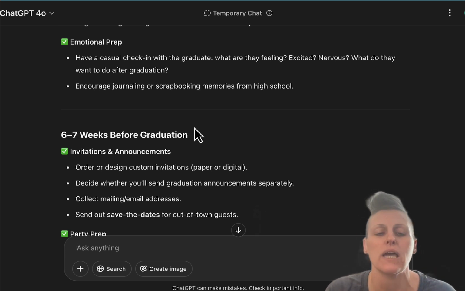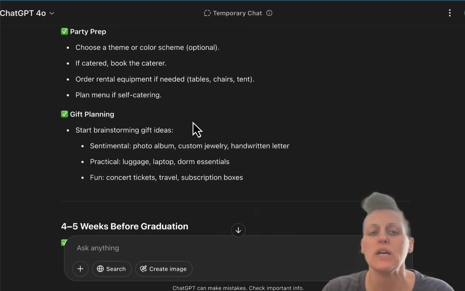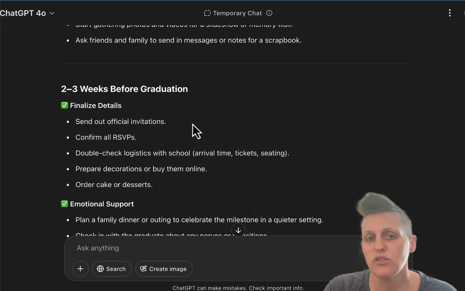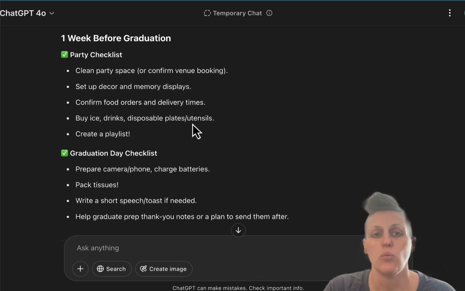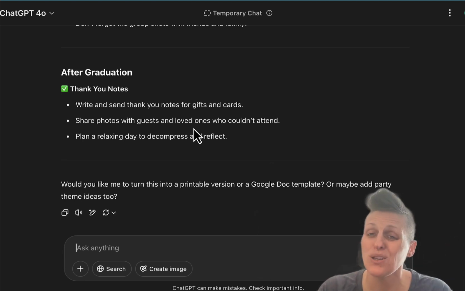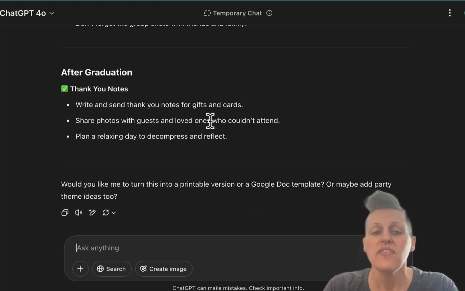6 to 7 weeks before graduation, there's party prep. Then 4 to 5 weeks before graduation, 2 to 3 weeks before graduation, then we have the week before, graduation day, and after graduation. It literally will walk you through all of the things, including thank you notes, which is super important to do. Then we have the next step.